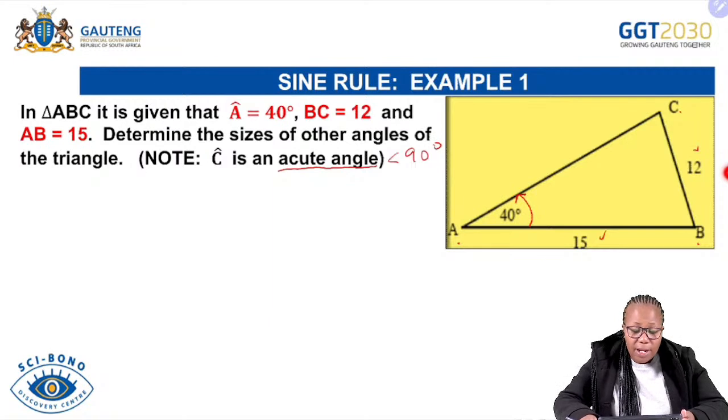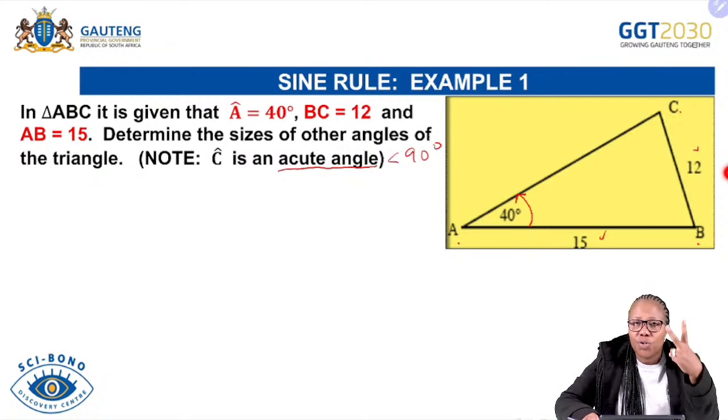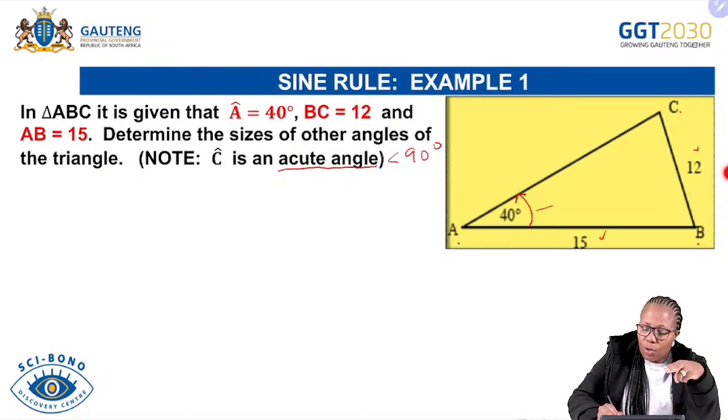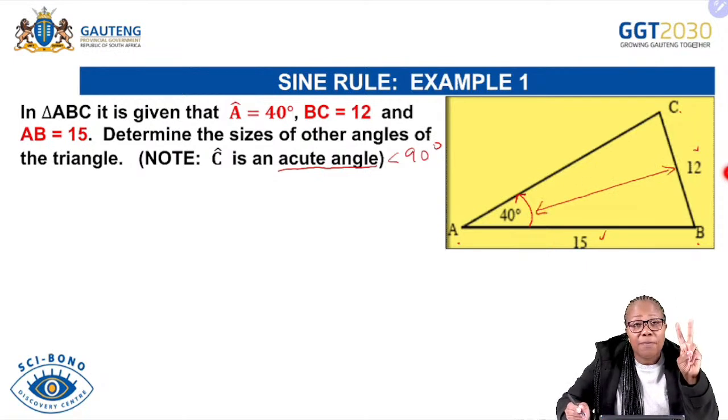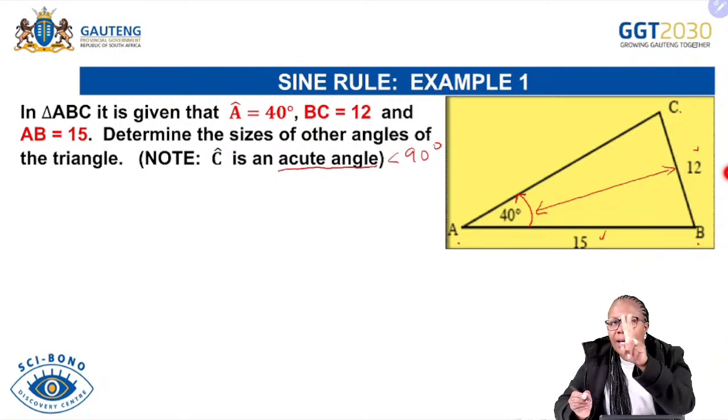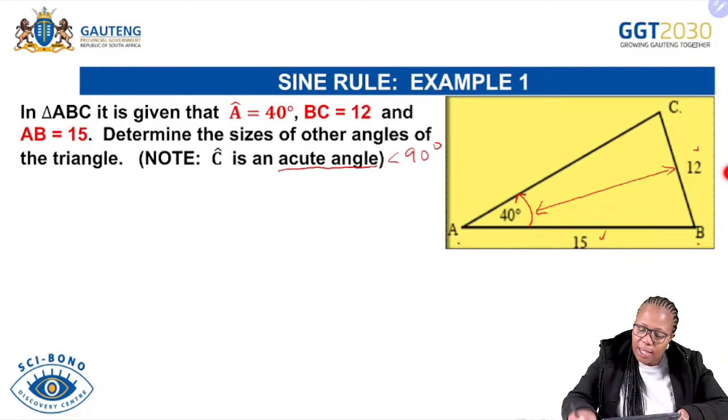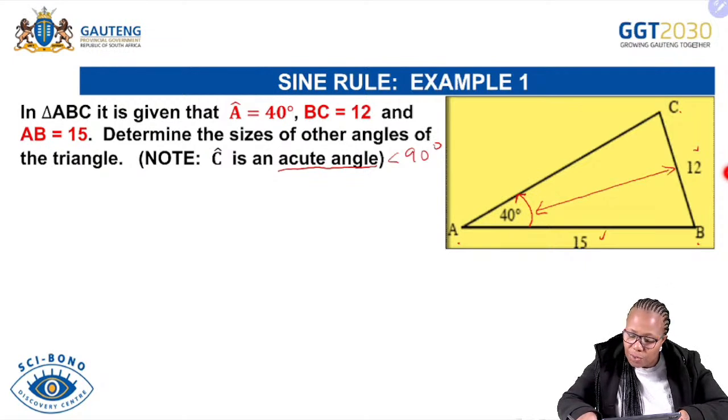Okay, and now let's start working. You cannot work before you do what? Identify the given information. What is given to us here? Let's see. We are given two sides. And do we have any angle? Yes, we have an angle, and this angle is opposite one of the given sides. Which rule must we apply, grade 12? If we are given two sides and an angle that is opposite one side, that is the sine rule. So we are applying the sine rule here.